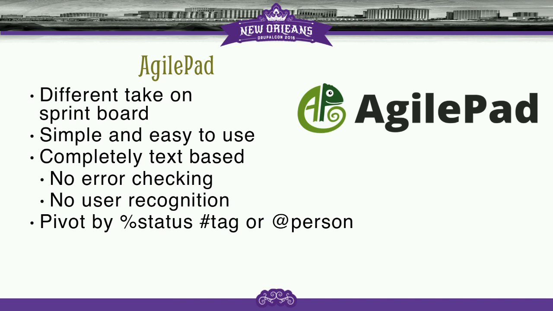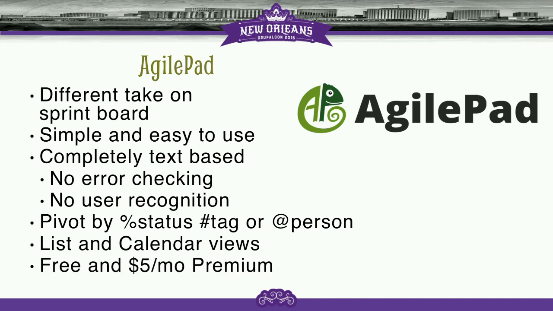So the way this works, it's very simple. You can assign your tasks with a status using the percent. You give it a hashtag for a tag or an at for a person. And from that simple text file, it'll spit out list and calendar views in a Kanban board style. It's free, and there's a premium version for $5 a month. But the free version is awesome. So let me show you how this works. Hopefully this won't be too fast.